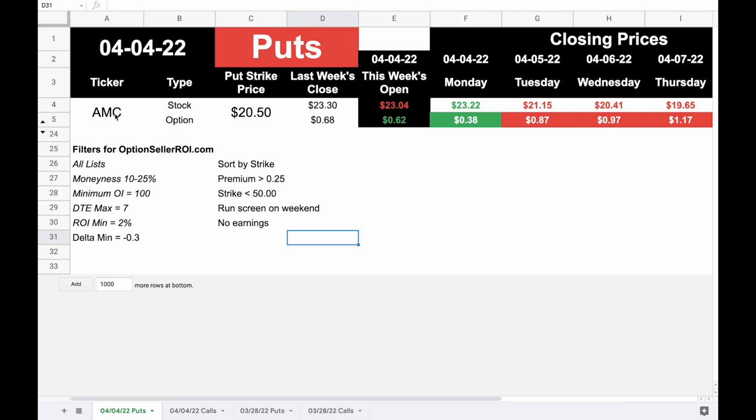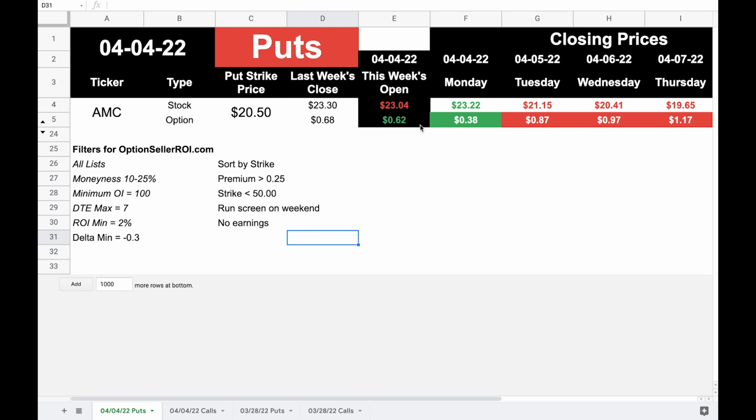Right, and you can see that here, AMC, and the put strike price that was suggested was $20.50. Here, the last week's close, so this is the week before I'm entering the play, and I entered the play this past Monday, so this would have been 2 Fridays ago. So $23.30 for the stock, 68-cent premium. Now, all of these 3 numbers right here were from the list values. Now, it actually opened on Monday. You can see there's a small move downward, 23.04, and the premium was still pretty good, 62 cents. So that would be a $62 profit. That would be a pretty good profit if you entered the play at this value.